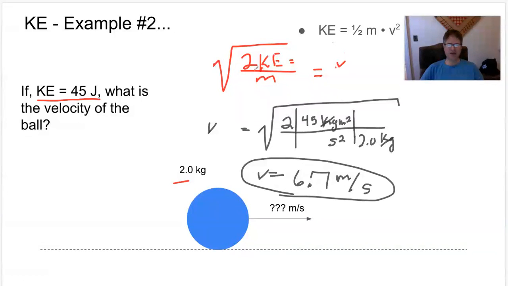Okay, so this equation is a little wonky just because it's got the square root in there, but you can see how I worked this out. And hopefully that kind of makes sense.